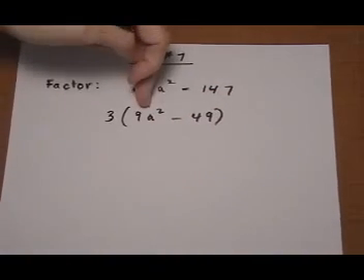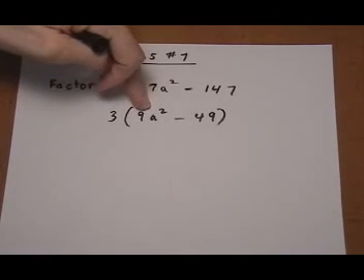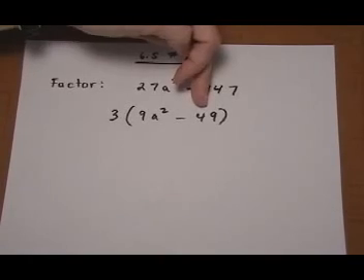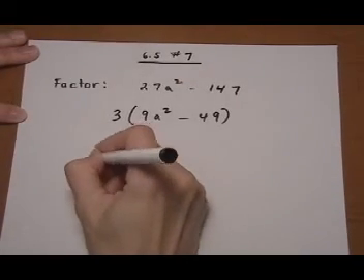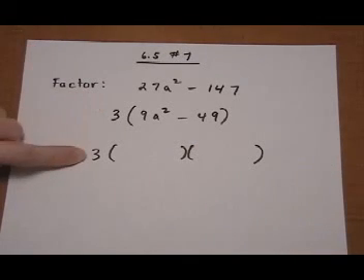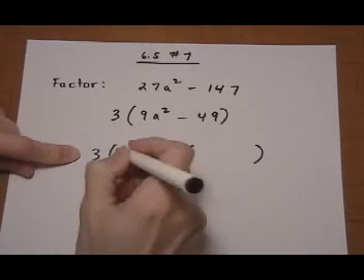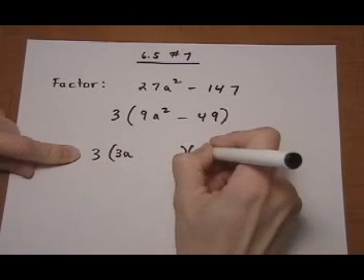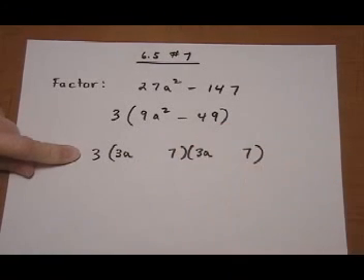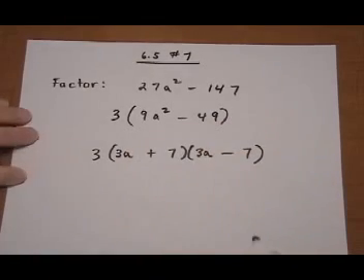Now I've got perfect squares. The square root of 9a squared is 3a. The square root of 49 is 7. So I can use difference of squares. So I bring down the 3, then I do the square root, 3a, square root of 49, 7, opposite signs. And I have my answer.